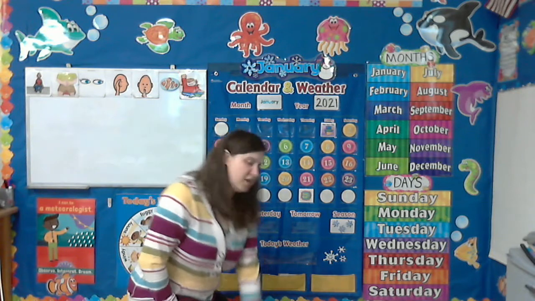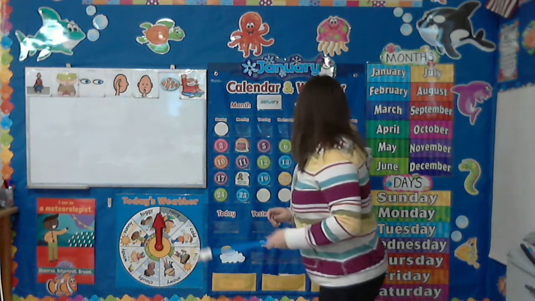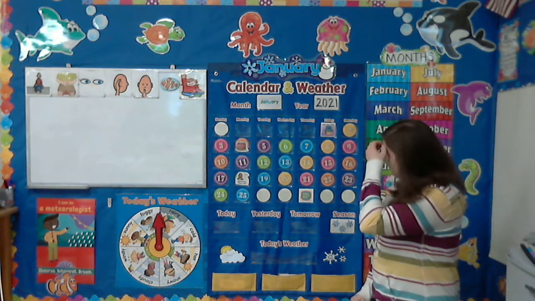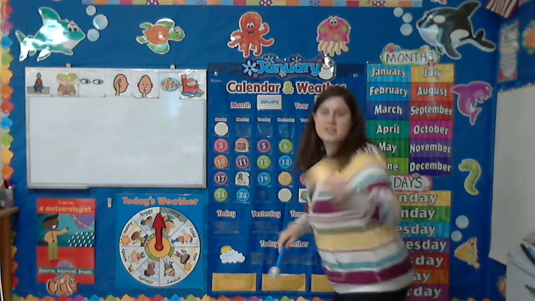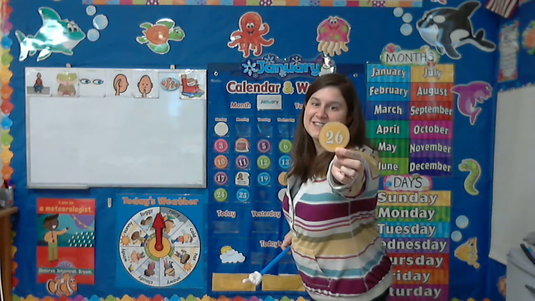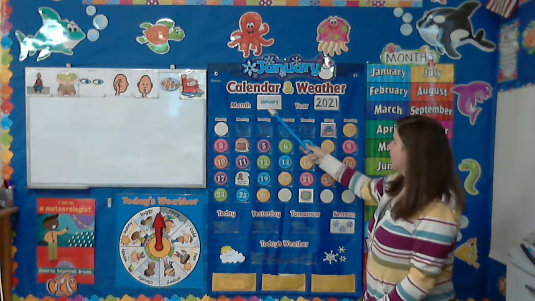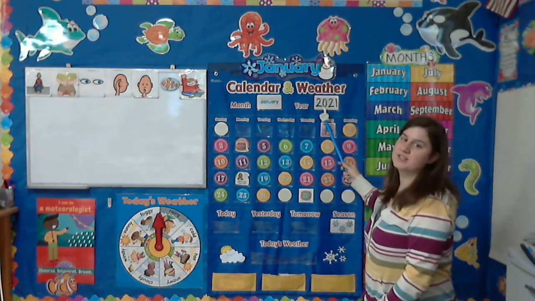Great job. Okay, we're going to work on the calendar part of our circle time now. So, wow, look at how fast this month is going by. So, we're going to turn this around. The date today is 26. So, that means that today is January 26, 2021.